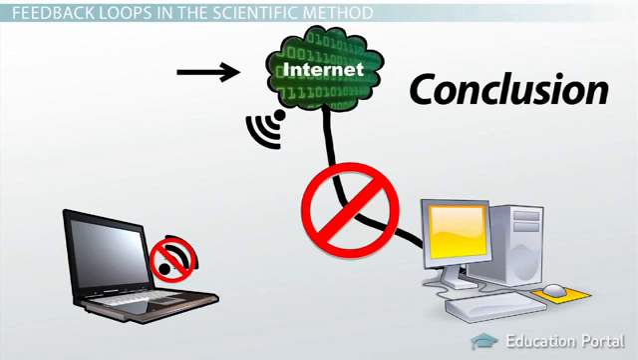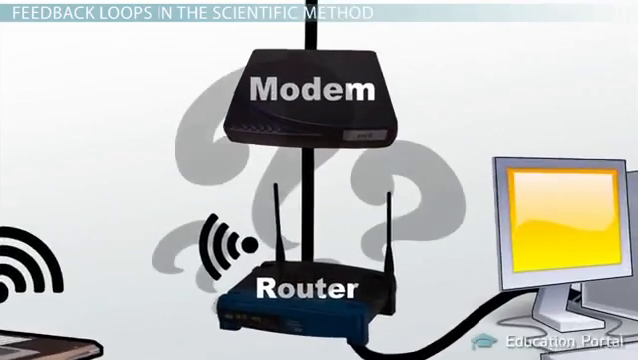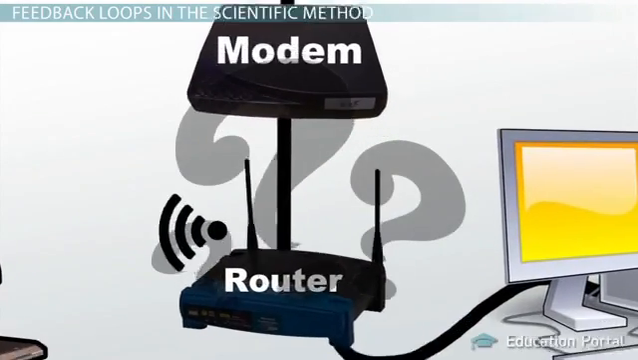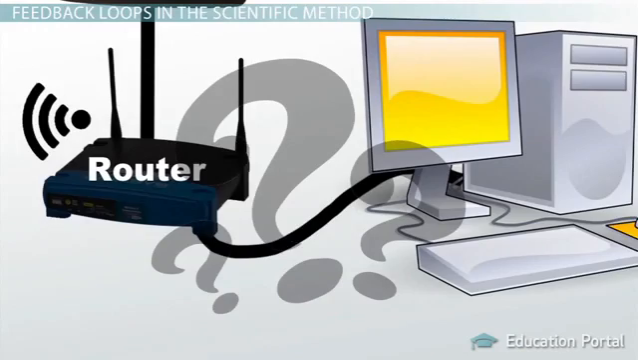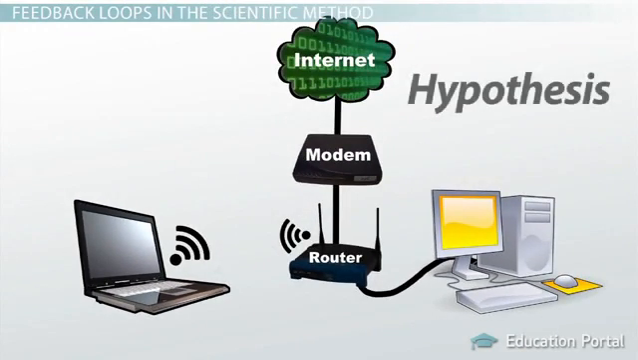Now, this conclusion answered my first question, but it still didn't get my internet to work, so I had to pose another question. Where exactly was the problem occurring in the chain of internet devices? Was it the cord between the modem and the router? The cord between the router and my computer? Or was the problem in the router itself? I had to form another hypothesis.